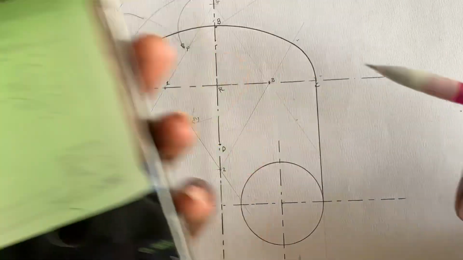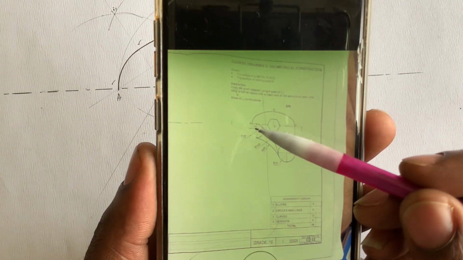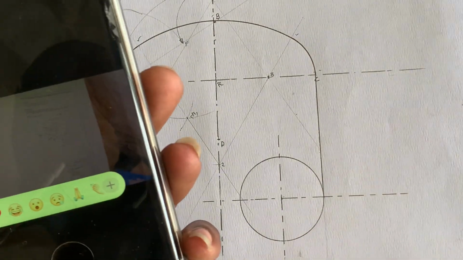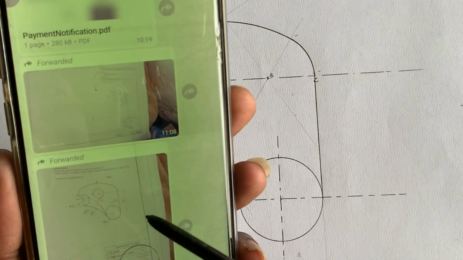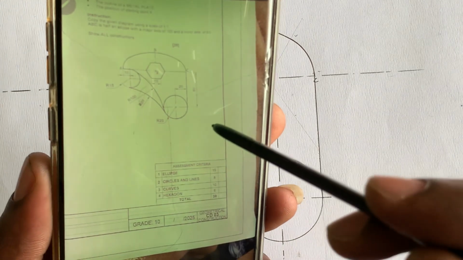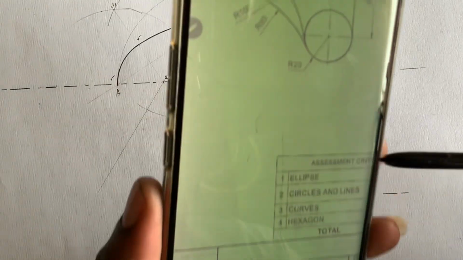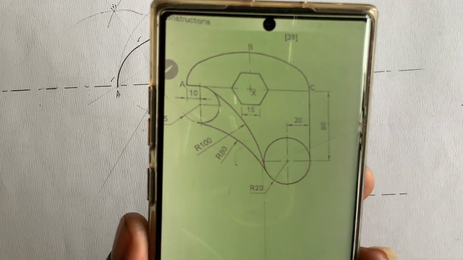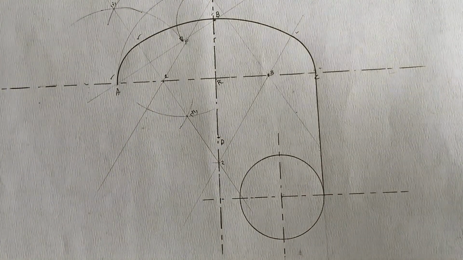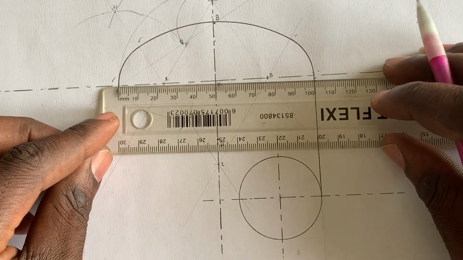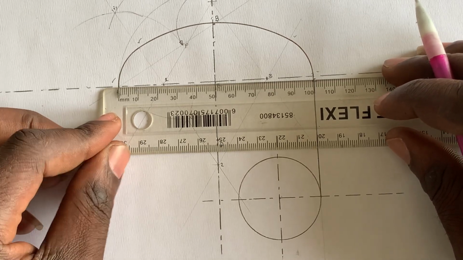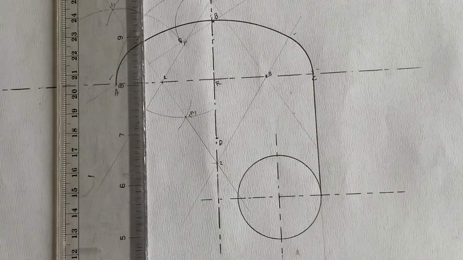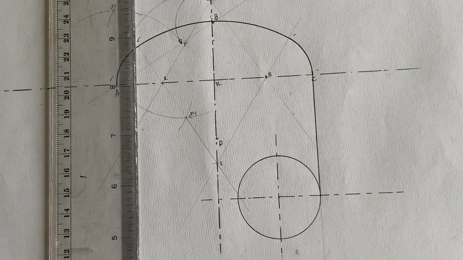Okay. So now let's go back to our starting point, which is point A. From point A, coming this side to get to the vertical of this one, they said it is 10 millimeter. So I'm going to record the 10 millimeter at point A. There is my 10 millimeter. Then I can draw the vertical center.